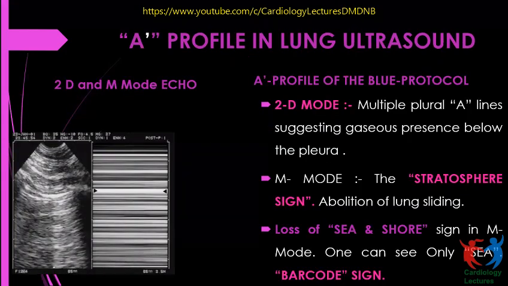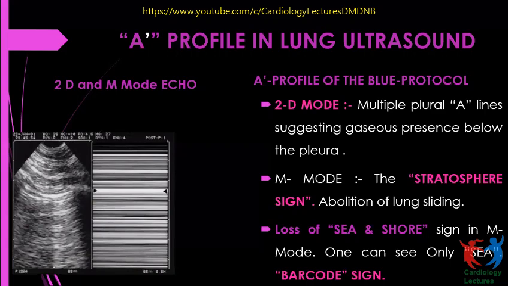Coming to the A' profile of the lung ultrasound. The A' profile of the blue protocol is multiple pleural A lines. They are not equidistantly placed. In a normal lung, they are equidistantly placed. And here there are multiple A lines suggestive of gaseous presence below the pleura.